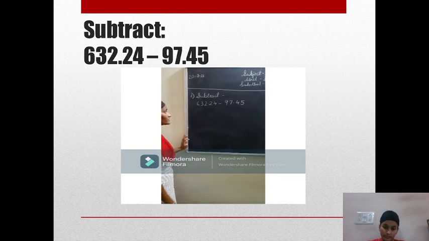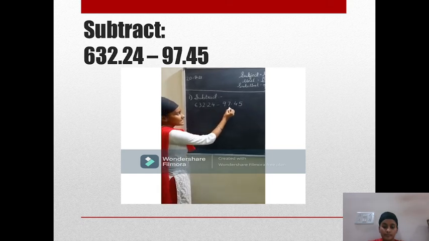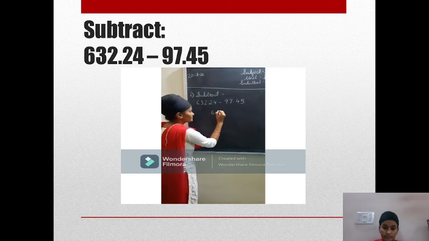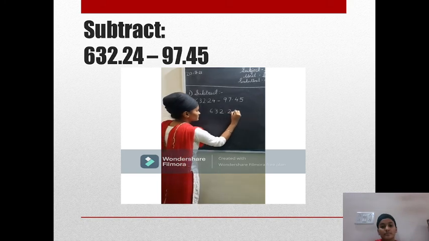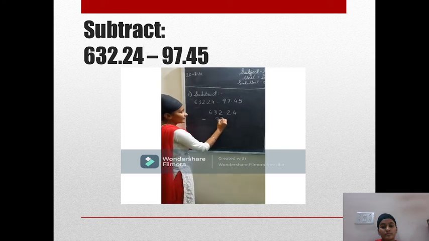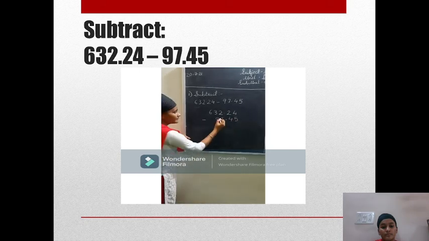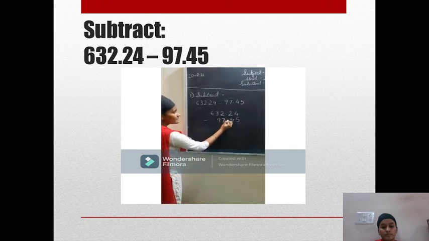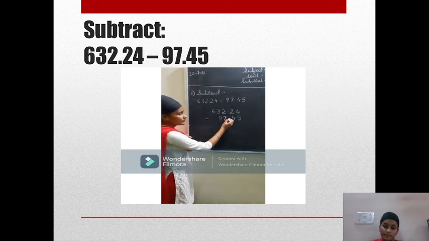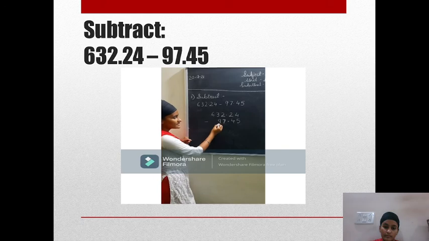How will you read these two numbers, students? Yes, 632.24 minus 97.45. Okay, so now we will write the values first. Decimal point first, and then 97, and then 4, 5. This is 97. First you have to put the decimal point, and below that decimal point you will put the second number. So decimal points you have to pay attention to. And then this 97.